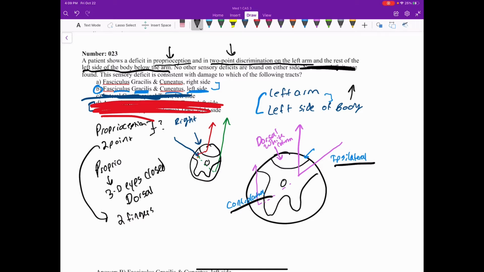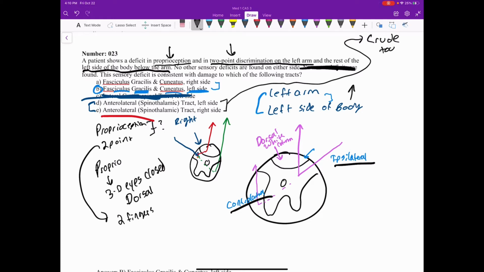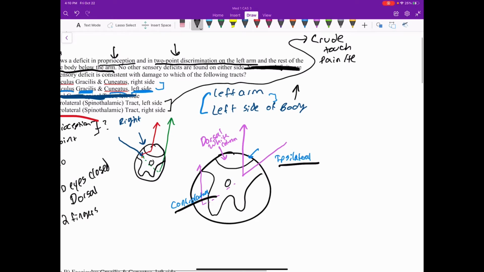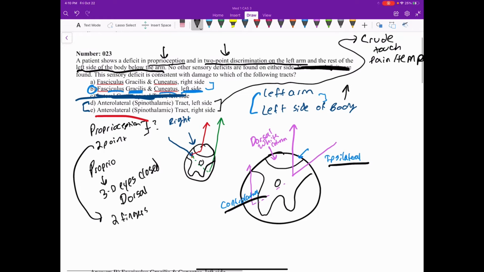If we were talking about, right, the anterolateral system, what would this be? Well, this would ask us for, in the question statement, it would say crude touch. What else? It would say pain and temperature, right? That was for the anterolateral system. So if you knew that the question said proprioception and 2-point discrimination, you could automatically cross out anterolateral on the right side and the left side because it's talking about what? Proprioception, so that's not in this category.